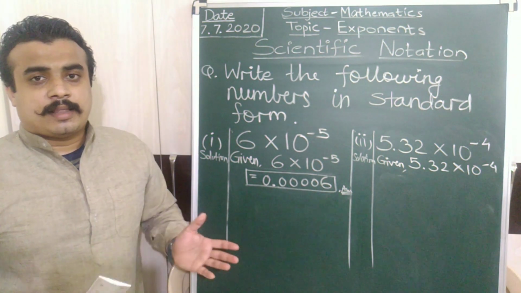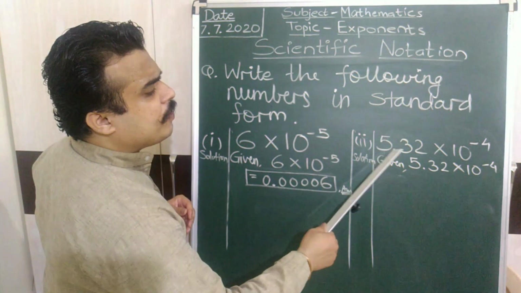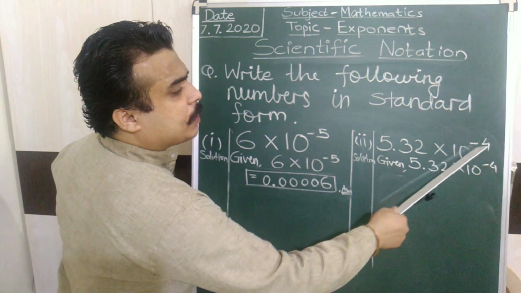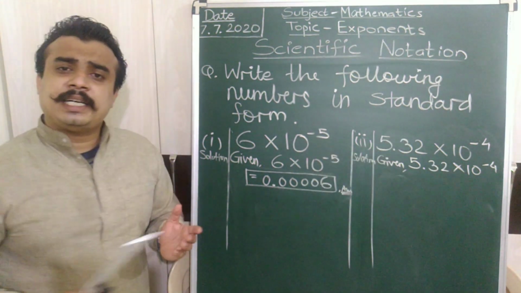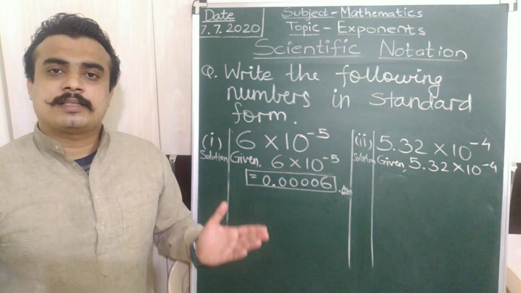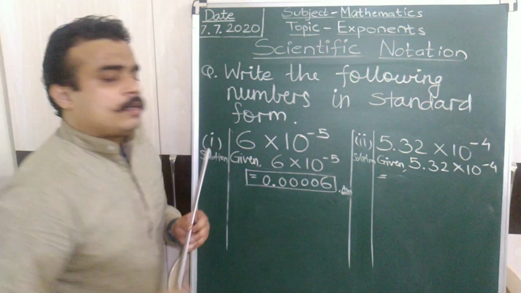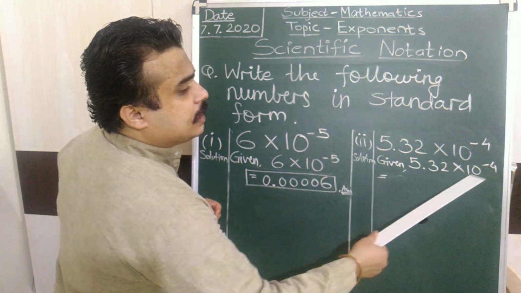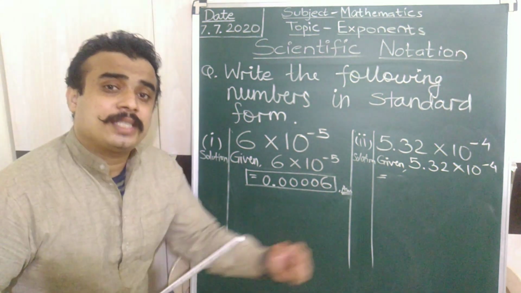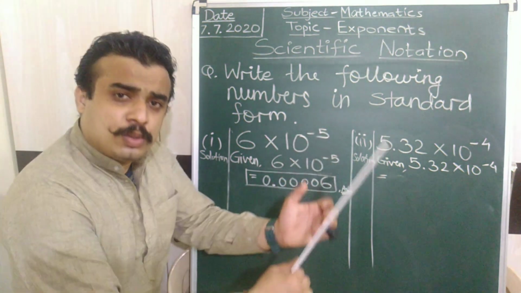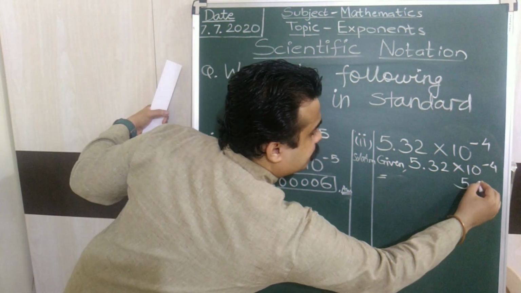Now let's see another example. So in another example we have 5.32 into 10 raised to the power -4. So it is what? Scientific notation and we have to write its standard form. Now let's see how to solve it. Again the power of 10 is negative. What does this mean? Where would we have shifted the decimal point? Towards right. Now where do you have to bring it? Towards left.